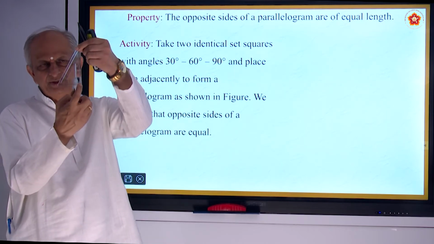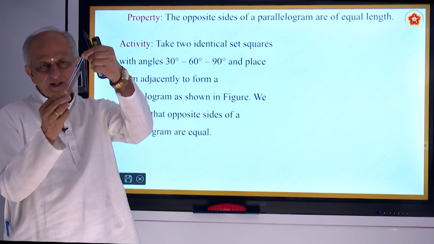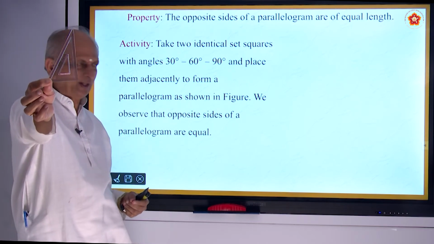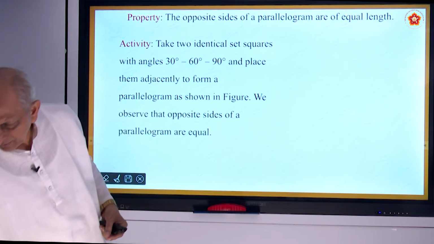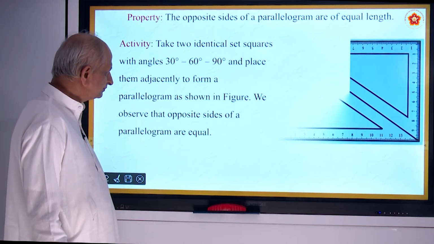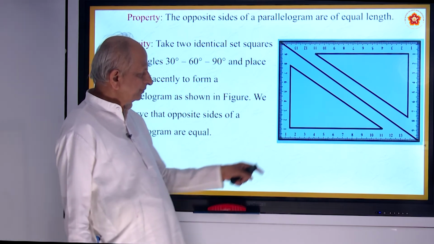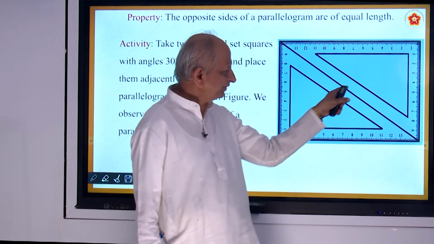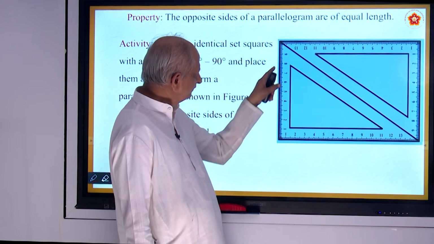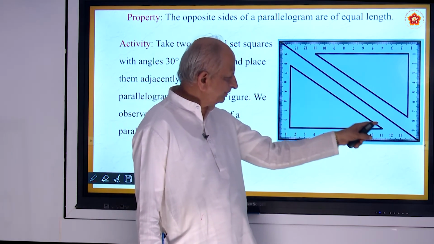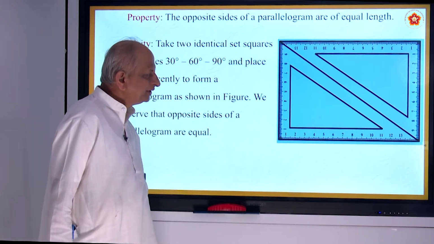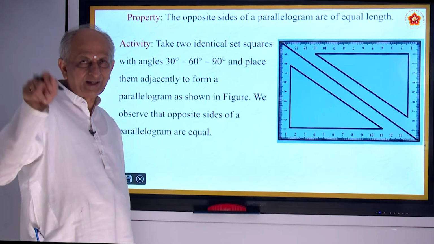See, in the set square, this is 90 degrees, and this is 60, and this is 30. So, you must take 2 set squares like this and arrange them such that they become a parallelogram. See here, but take 2 set squares of the same measurement. This is 90 degrees, this will be 30 degrees, this will be 60 degrees. So, 2 must be kept such that it forms a parallelogram.